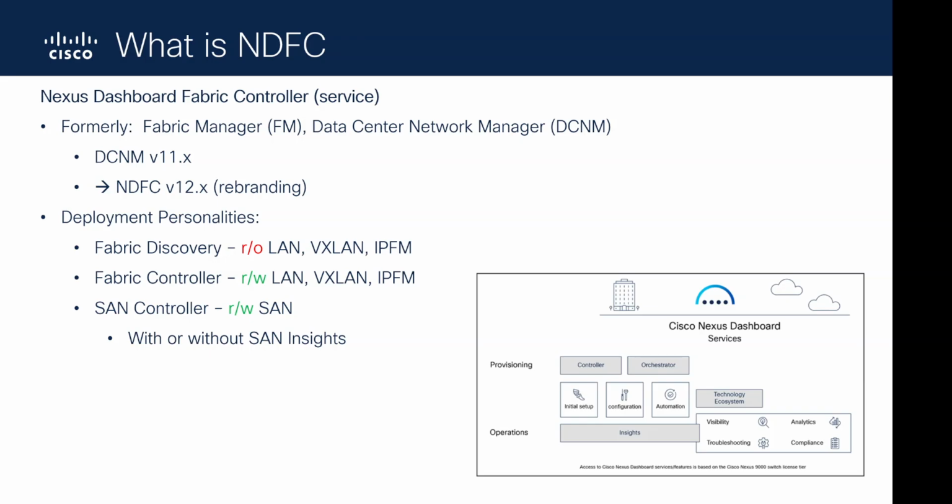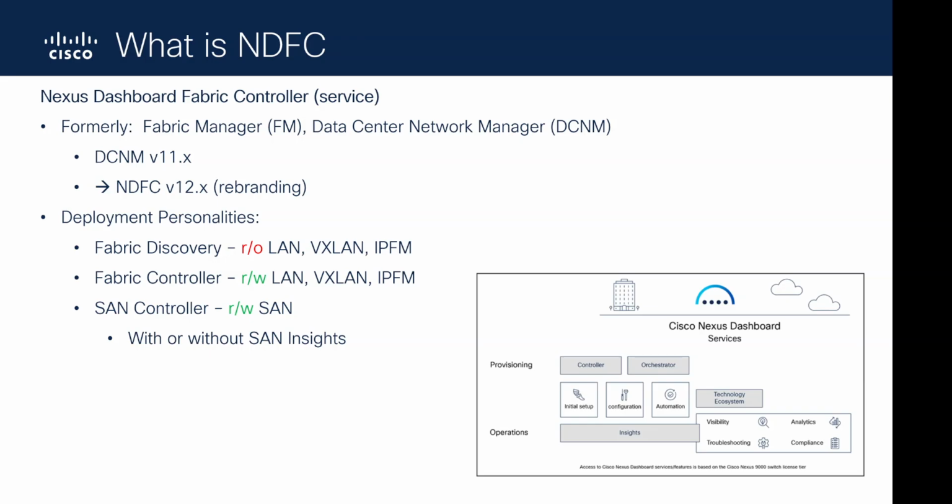The most commonly used personality is the Fabric Controller personality, which can sound redundant given that the entire software is known as Nexus Dashboard Fabric Controller. This personality is a read-write personality for LAN, VXLAN, and IP fabric for media, which obviously does all of the topology and inventory information we talked about under the Fabric Discovery personality, but also allows for configuration of your network devices. And then there's also the SAN Controller personality, which is a read-write personality for managing fiber channel networks.